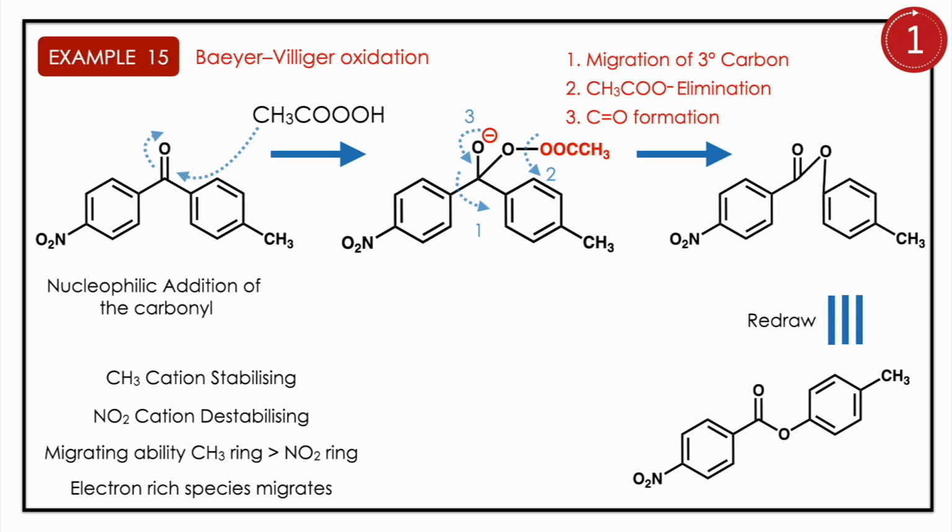Whether methyl benzene migrates or nitrobenzene migrates. Here methyl is the electron donating group. Nitro is the electron withdrawing group. Nitro group destabilizes the cation. Methyl group stabilizes the cation. So toluene migrates to the oxygen. CH3COO minus eliminates. O minus forms C=O. All are shown as the concerted mechanism. 1, 2, 3 steps. You end up with an ester there. So oxygen insertion happens on the methyl side. The concept you have to learn here is in substituted benzene systems, electron donating species migrate.